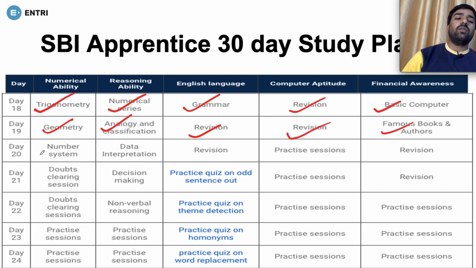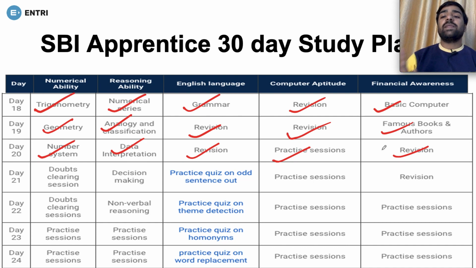Fine. Go with number system on day 20, data interpretation, revision, practice sessions and revisions. So now you can see that revision is going to play a significant role, because by revision you will be able to understand what all practices you have done and of what level you have done.